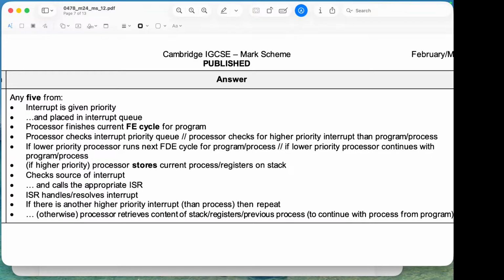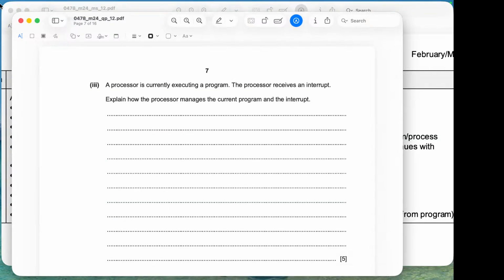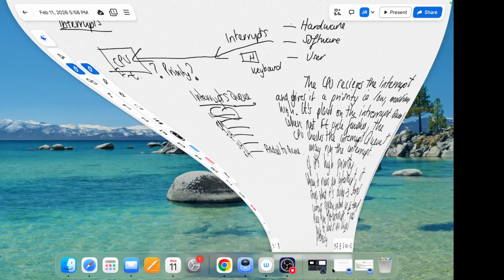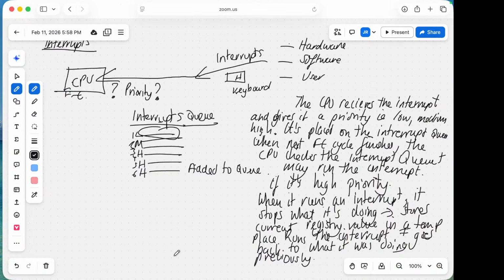I'll just put my answer back up there again if anyone needs to screenshot it. There it is. So get the interrupt priority, placed on the interrupt queue, CPU checks the queue. If it's high priority, it runs. Yeah, there's about 6 or 7 marks there.